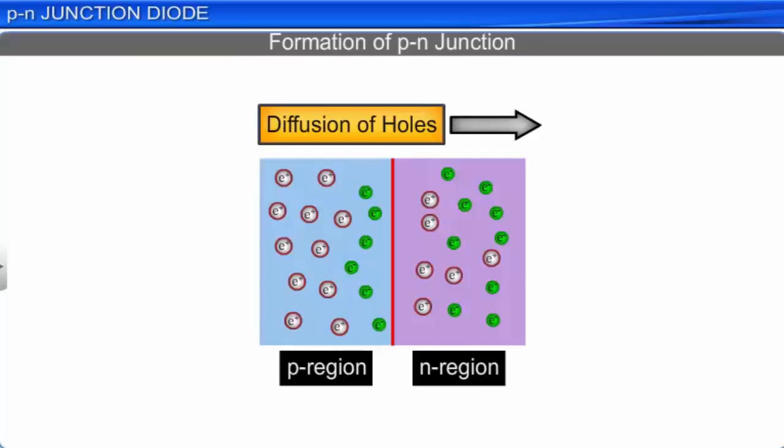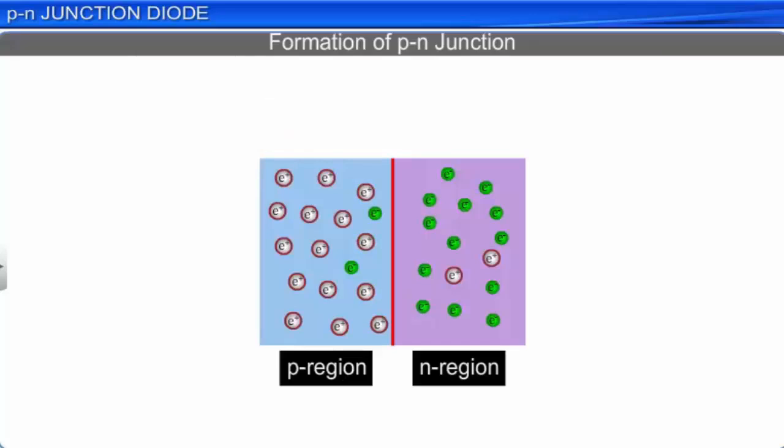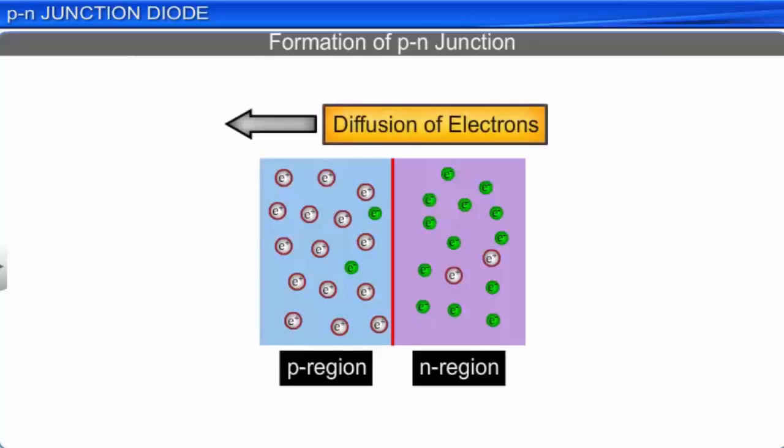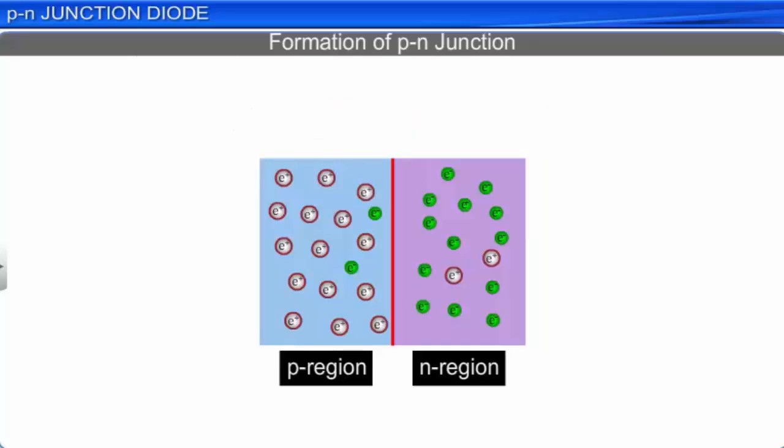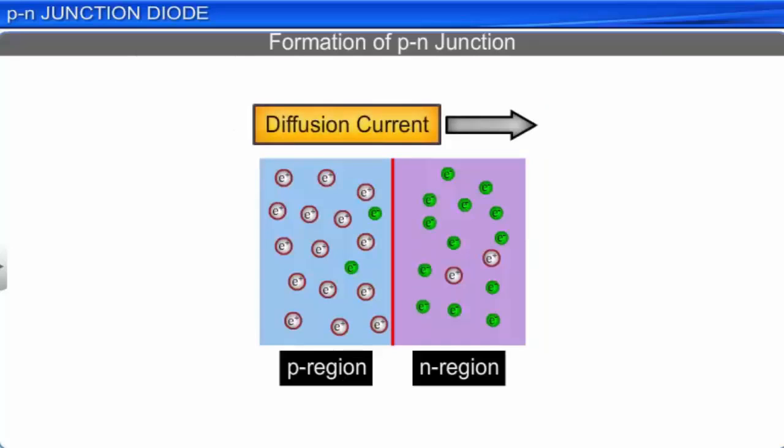Simultaneously, the conduction electrons also diffuse from the n region to the p region across the p-n junction. The ions do not move because of their heavy masses. This diffusion of the majority charge carriers across the p-n junction creates a diffusion current that is directed from the p region towards the n region of the semiconductor.